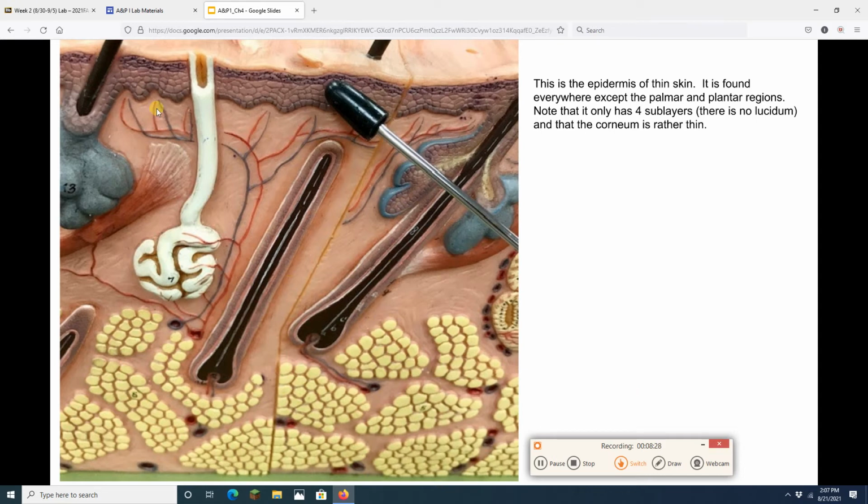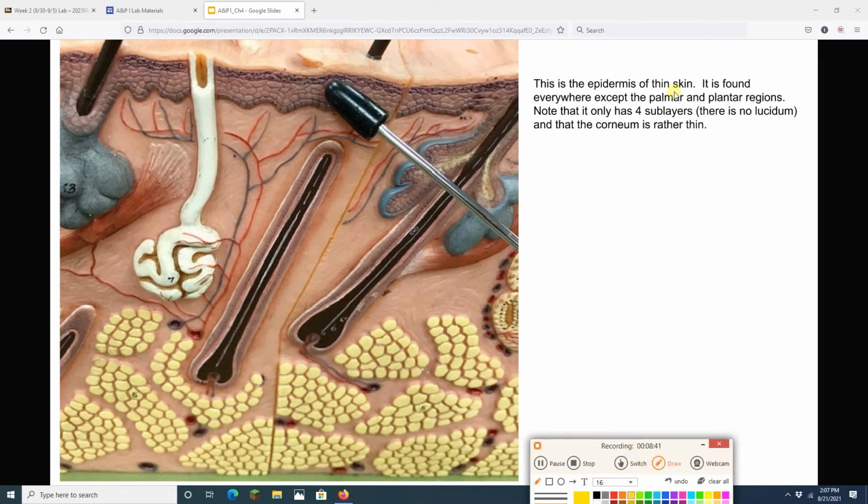And just to point out one thing really quickly, this brown guy right here, that's hair. Okay? Wherever we have hair, we're going to be in thin skin. So there's no hair on your palmar or plantar surfaces. Double check that if you need to. There's no hair there. So if I see hair, I know I have thin skin.